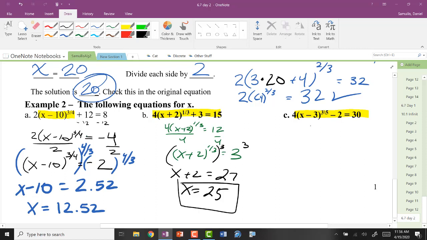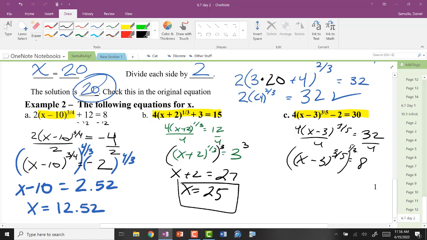And your last solution, you add 2 to both sides. You end up with 4 times (x minus 3) to the 3/5 equals 32. Divide by 4. (x minus 3) to the 3/5 equals 8. Take that to the 5/3 power, you get x minus 3 equals 32. And add 3 to both sides. You end up with 35.